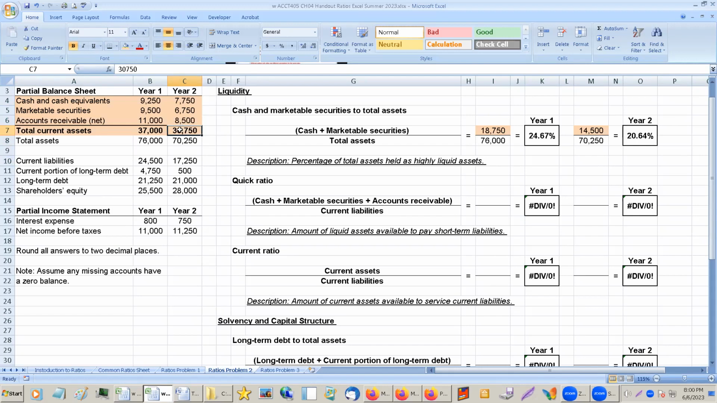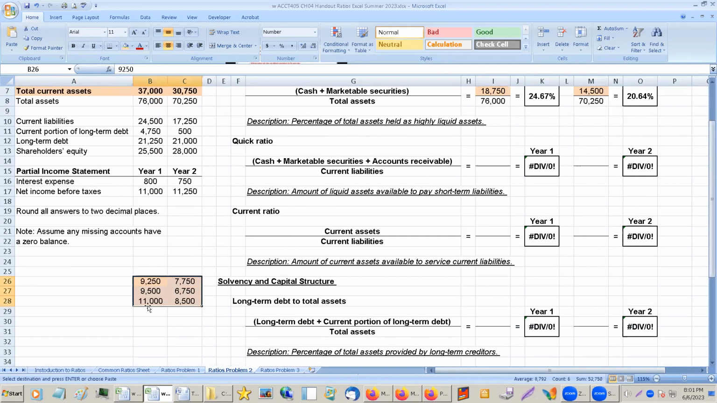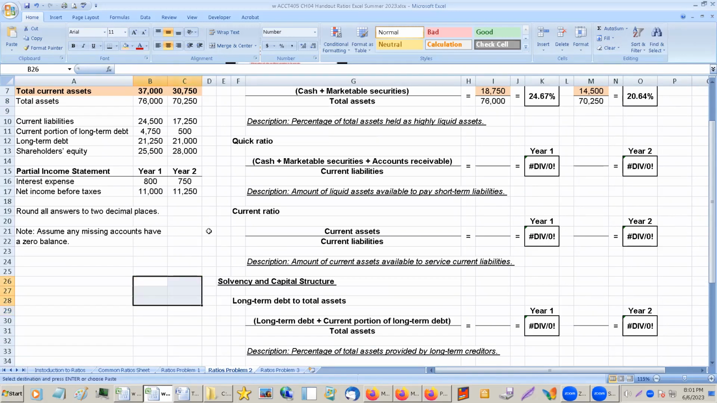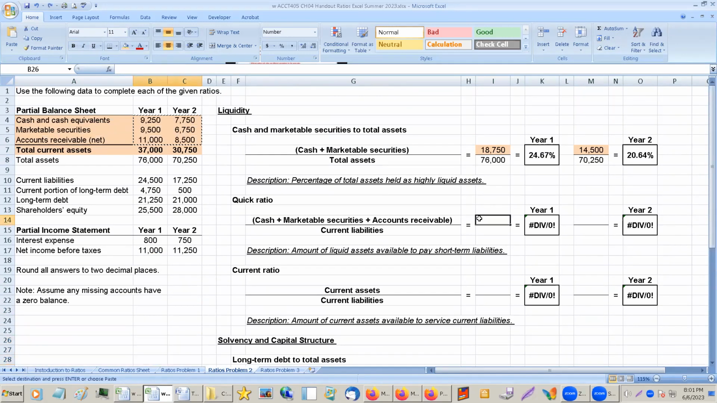Wait a minute. Are they? Maybe not. No, they're not. Ooh, that's tricky. See that? That's why we do this. Okay, we cannot do that. All right, so what we're going to do is do all three of these.